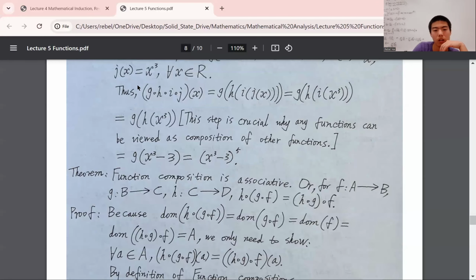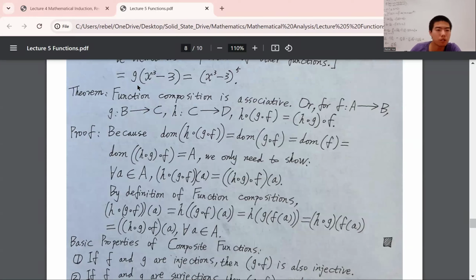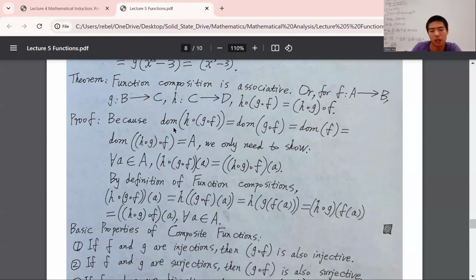Another theorem: as we saw above, function composition is not commutative, which means g∘f is not equal to f∘g, but it is actually associative, which means whether we first do g and f, then h, or f and g, then h, they're the same. So function composition is associative. The main idea of the proof is to deduce it from the definition of function composition.